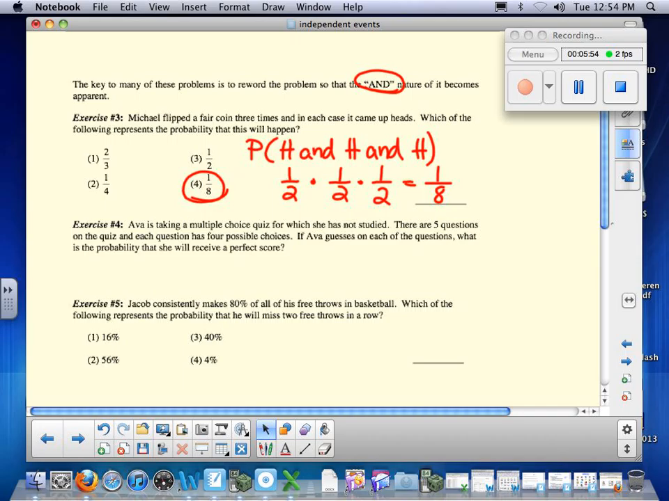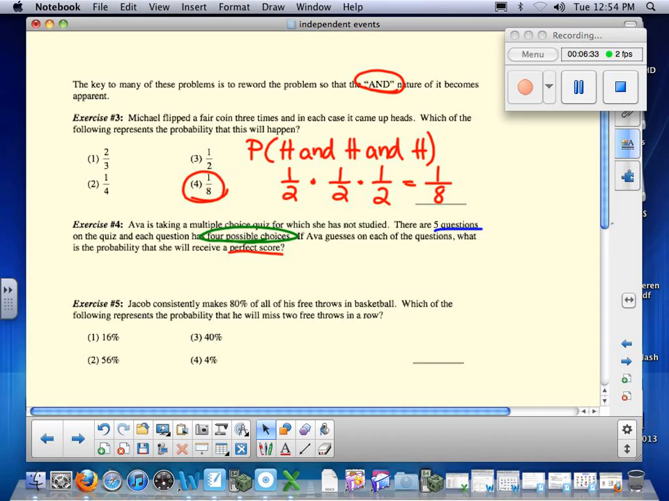Number 4. Ava's taken a multiple choice quiz for which she has not studied. Bad, Ava. There are 5 questions on the quiz. And each question has 4 possible choices. Now, Ava, who didn't bother to study, happens to be looking for a 100. Most people are just looking to pass at that point when you haven't studied, but Ava's shooting for the goal. So, how many questions does she have to answer correctly?